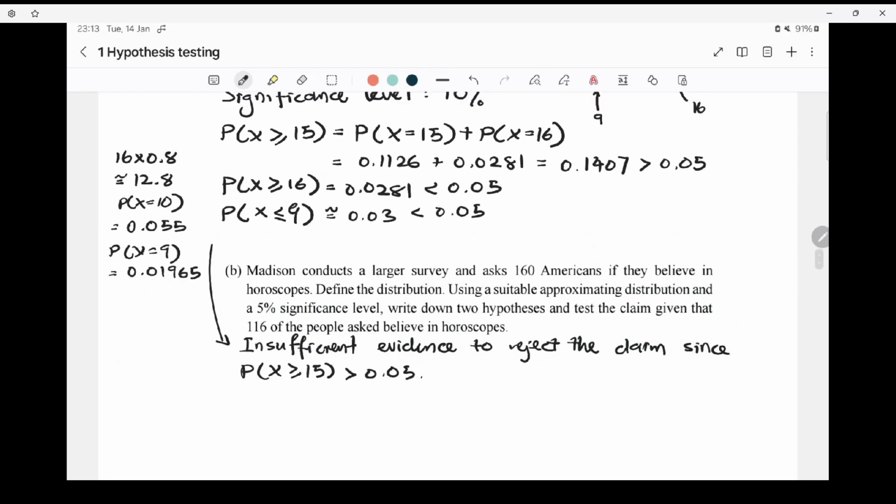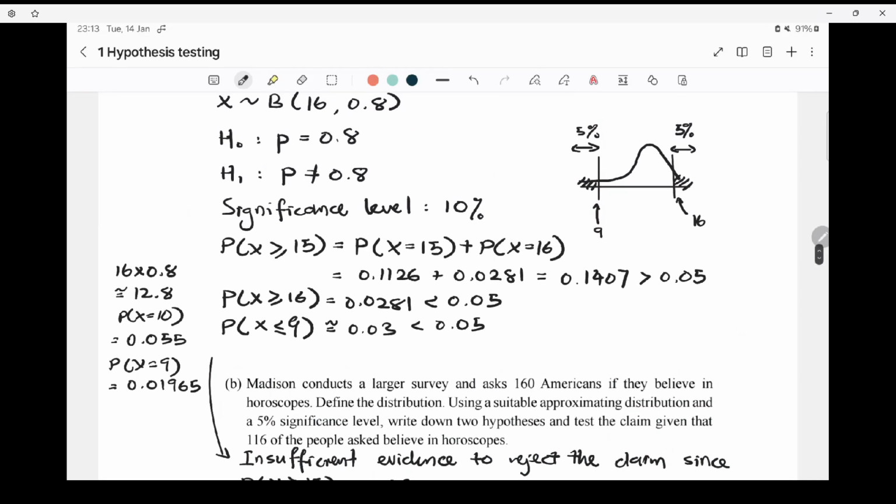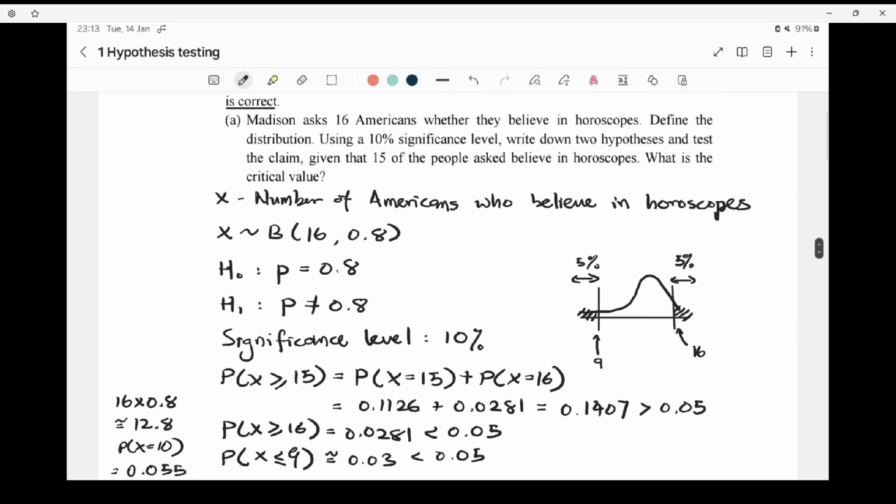Okay. So for this particular set of answers, I wrote down the two hypotheses, and then I calculated the critical value, and finally I tested the claim. So these are the three important things that you need to do in this particular subsection.